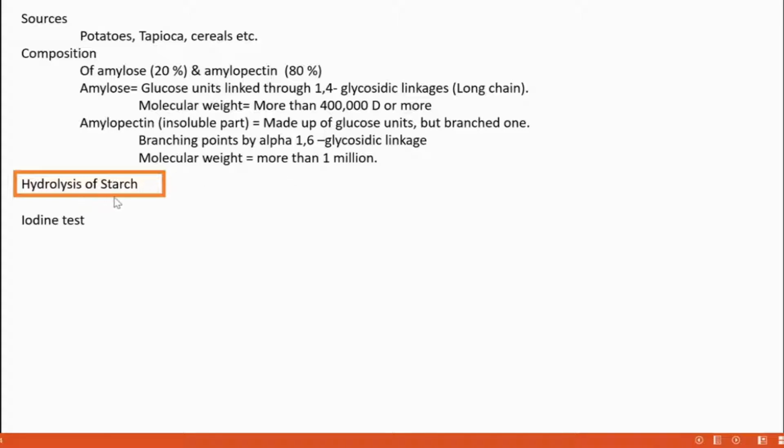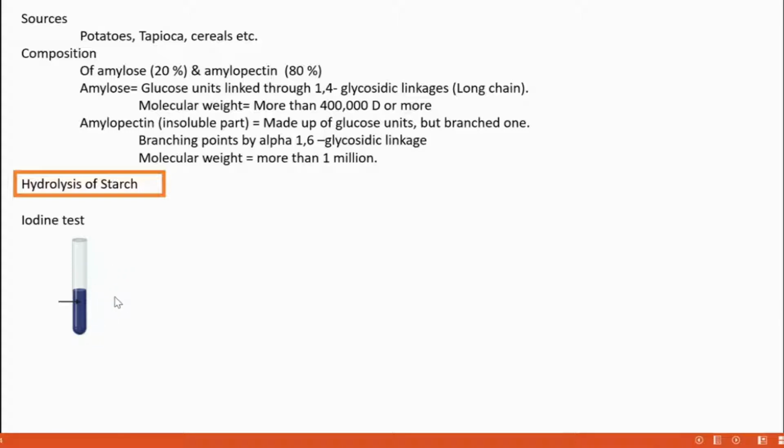Hydrolysis of starch. The iodine test is a very standard test to understand the presence of starch. If starch is present in a solution and we add iodine, then that solution will become blue. That is a test for the presence of starch. So here in this test tube, iodine is added to the starch solution and it gives a blue color.